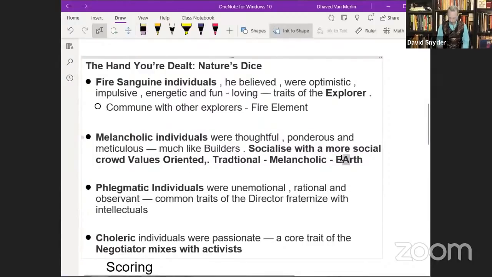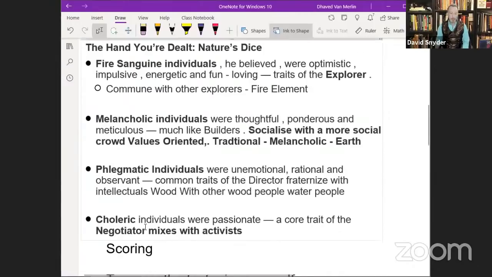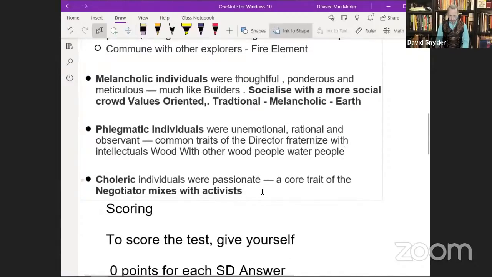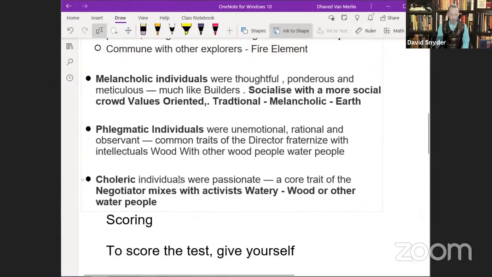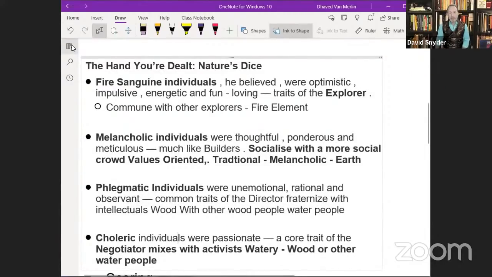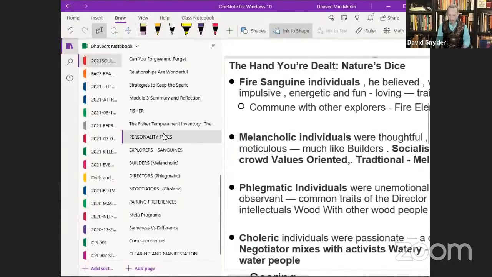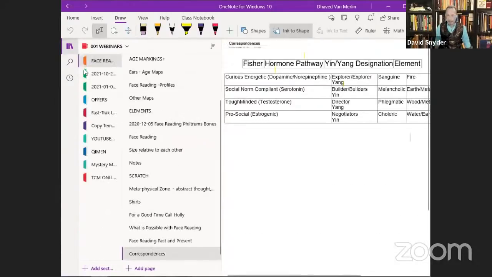Phlegmatic individuals, they tend to be a little bit more on the unemotional side. They tend to rationalize a little bit more. These people tend to do really well with other wood people or water people. Choleric individuals, these people tend to be more watery. They tend to do well with woody people or other water people. But actually, wood tends to be a better match based on Fisher's work in terms of personality. So again, I think what you're looking at here is a general tendency. Certainly there are exceptions to every rule, but that's what my research is leading me towards, and this is what I would consider to be modern face reading.